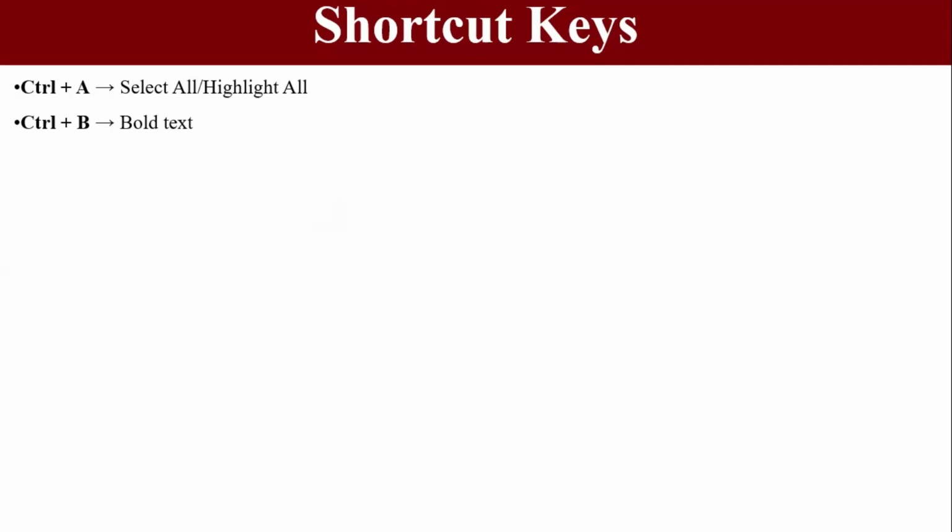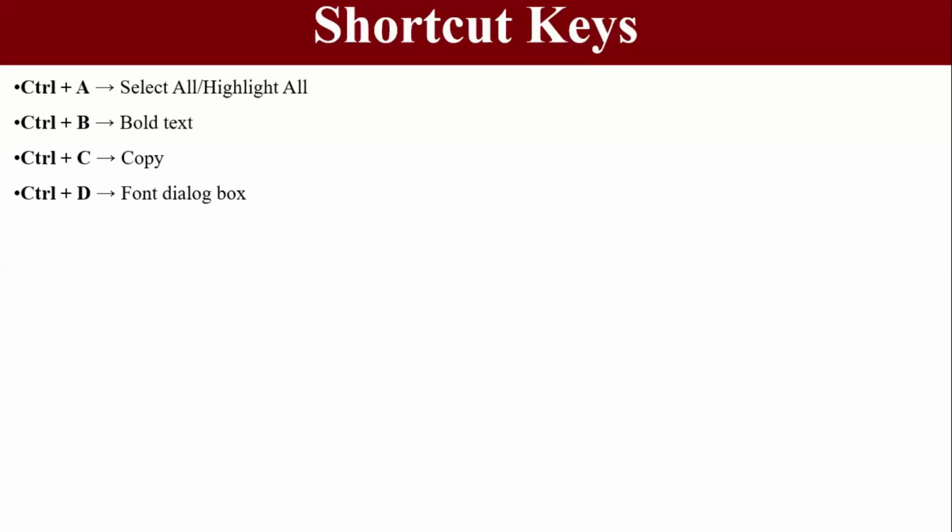Then we also have Control C, which is copy. It copies the selected text or object. It will only copy the text you have selected or highlighted, by pressing Control and the C alphabet together. That's Control C. Then Control D.